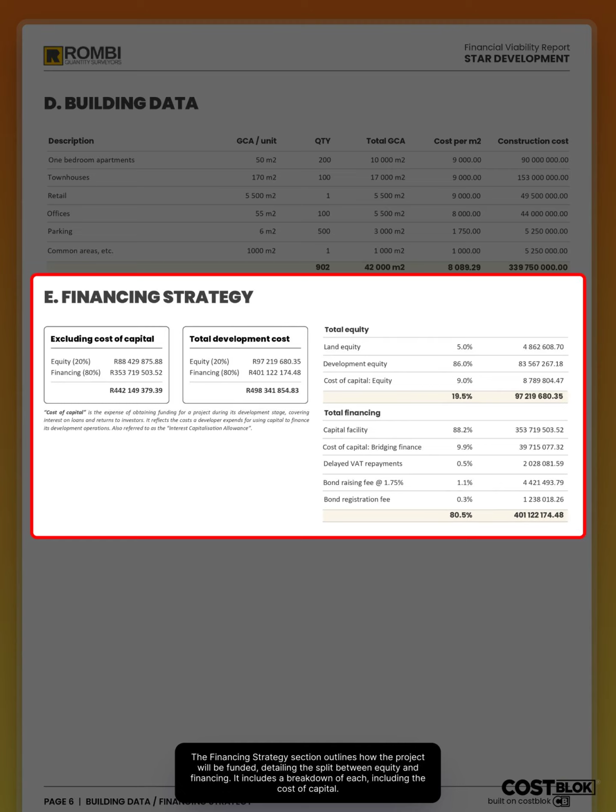The financing strategy section outlines how the project will be funded, detailing the split between equity and financing. It includes a breakdown of each, including the cost of capital.